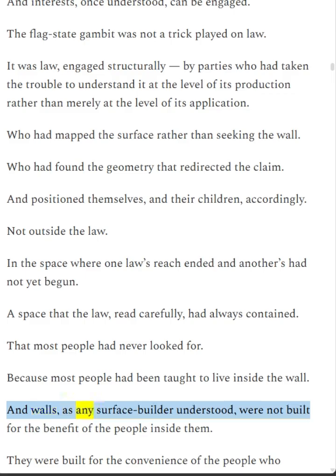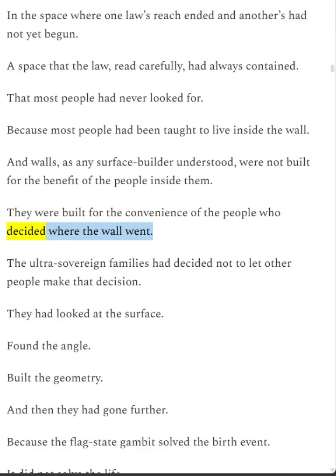And walls, as any surface builder understood, were not built for the benefit of the people inside them. They were built for the convenience of the people who decided where the wall went. The ultra-sovereign families had decided not to let other people make that decision. They had looked at the surface, found the angle, built the geometry, and then they had gone further.